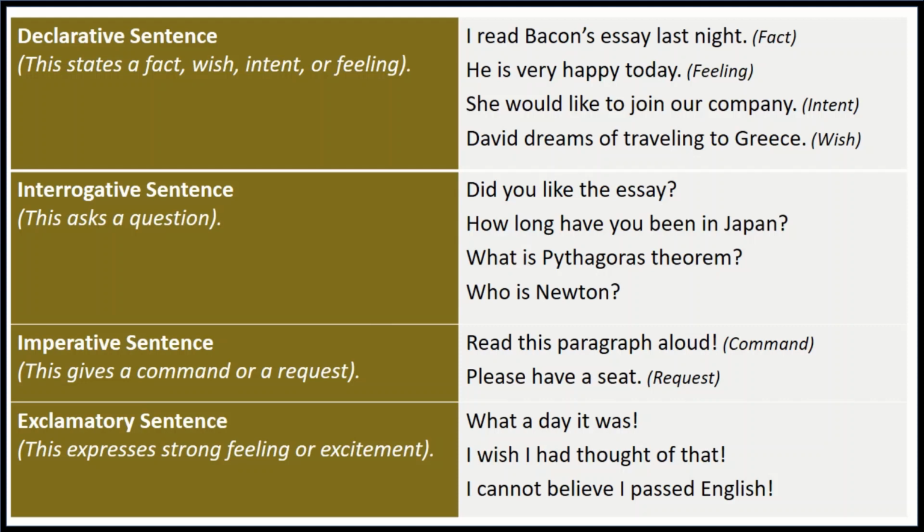The last function of a sentence is the exclamatory sentence. This basically expresses strong emotion or excitement. For example, what a day it was. So it's a strong feeling, okay, that it was a beautiful day. I wish I had thought of that. It's a feeling that I wish I had thought of that also. I cannot believe I passed English. So, this is excitement. It can also be a strong feeling, but excitement in the sense that it's unbelievable yet joyful at the same time.